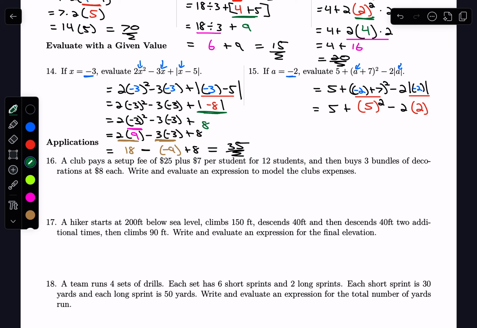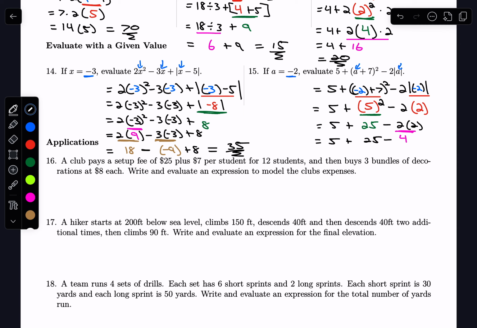So now in the middle, we have an exponent. So we're going to do 5 squared. That's 25. So we now have 5 plus 25 minus 2 times 2. We can do that multiplication in the back. 2 times 2 gives us 4. So we now have 5 plus 25 minus 4.